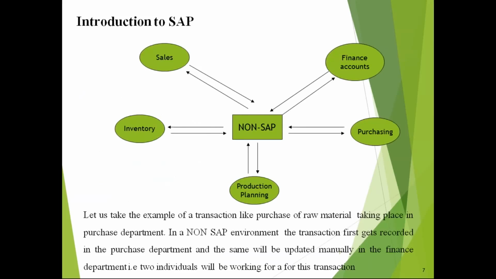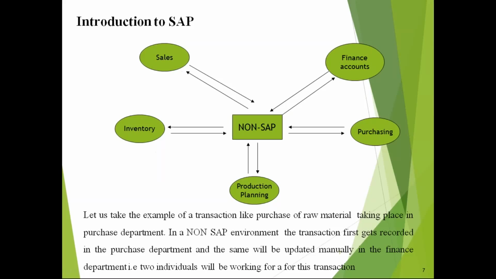Now this figure is something which gives us a lot of information about how a process works under a non-SAP environment, and I've given another figure in the next slide which tells about how the same process is going to work under the SAP environment. Now, I've taken an example of a company here having 5 different departments. There's a finance and accounts department, there's a purchasing department, there's a production department, inventory as well as sales.